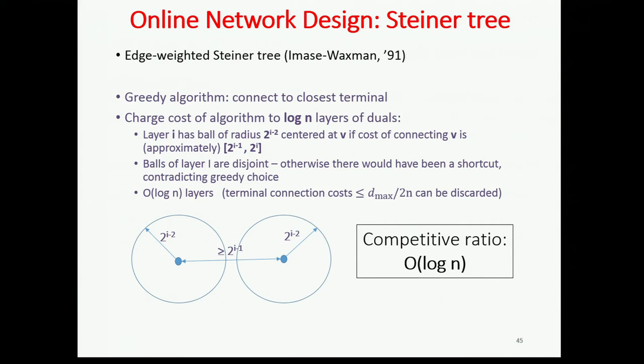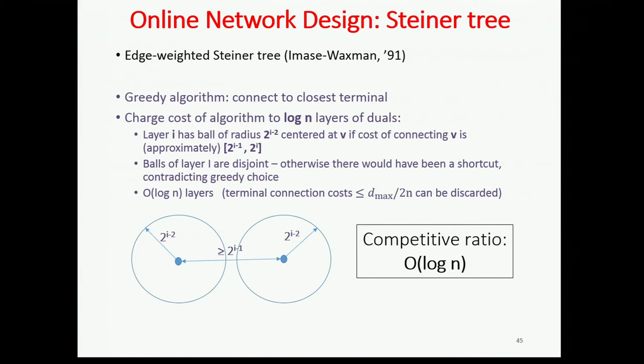We can assume that we have only log n such levels because, remember, we're doing this at the end, and those connection costs which are very cheap, for example less than d_max divided by 2^n, where d_max is the maximum connection cost, have a contribution to the objective function of at most d_max over 2^n multiplied by n, and so it's negligible. Anyway, even OPT has to pay d_max.